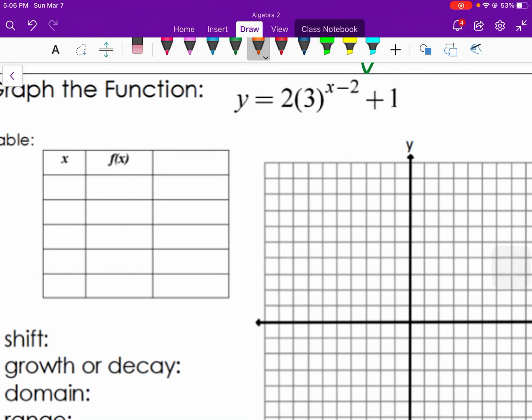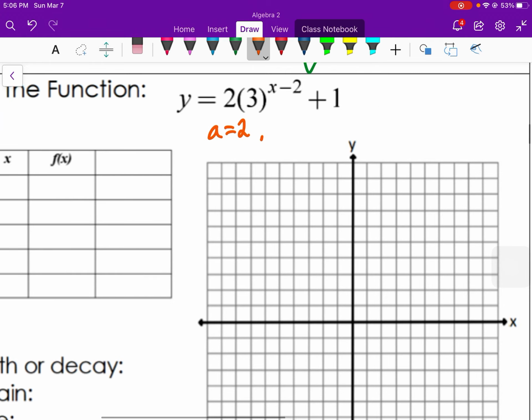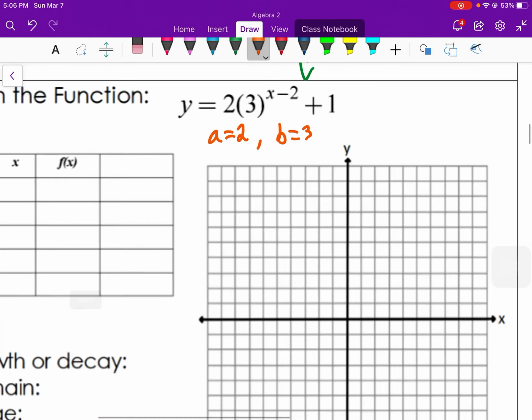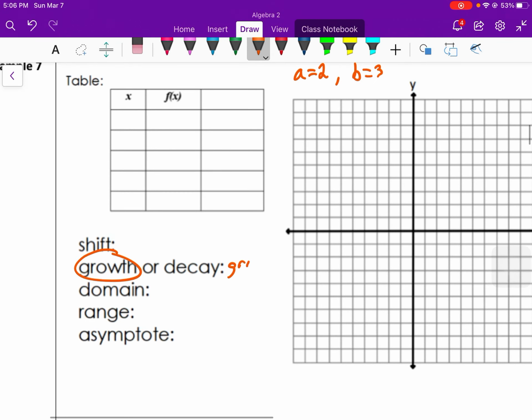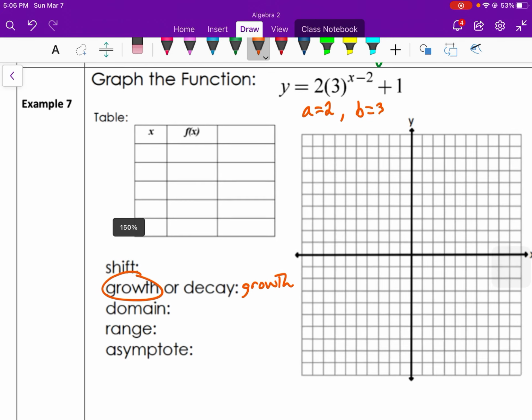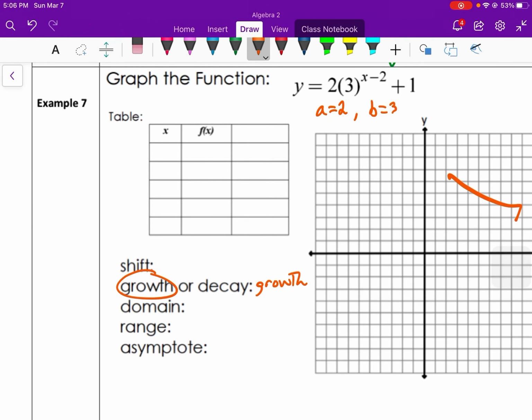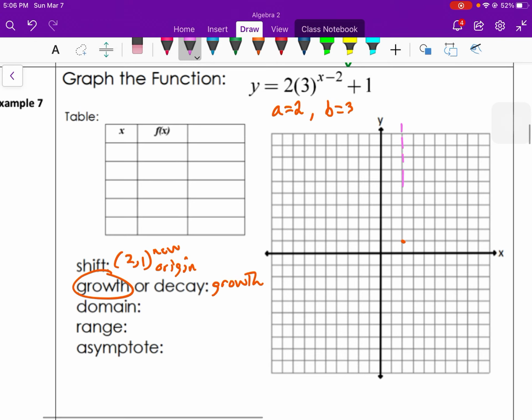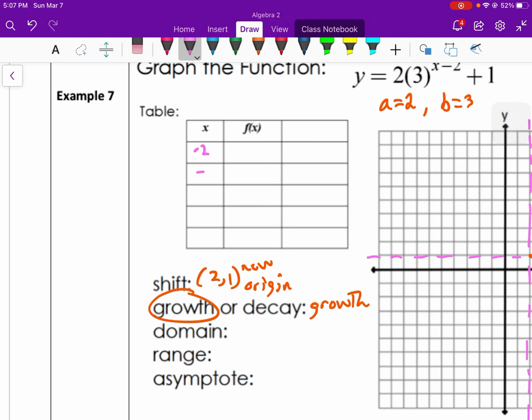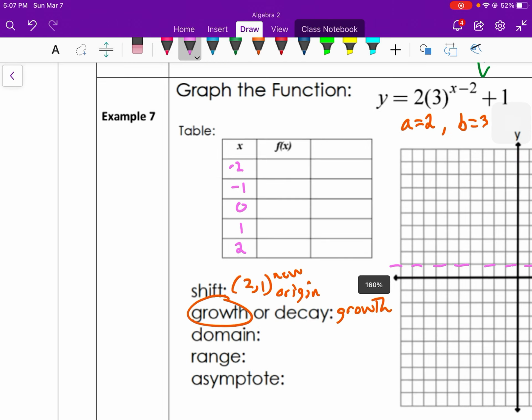So my a is going to be 2, b is 3, so now this time b is a growth factor because it's greater than 1. And my vertical and horizontal shift, we do opposite of h, so that would be 2, 1. That's my new origin. I'm going to put that on the graph, 1, 2, 1. And then this is my x, y here. Good. And then my input values, -2, -1, 0, 1, and 2.